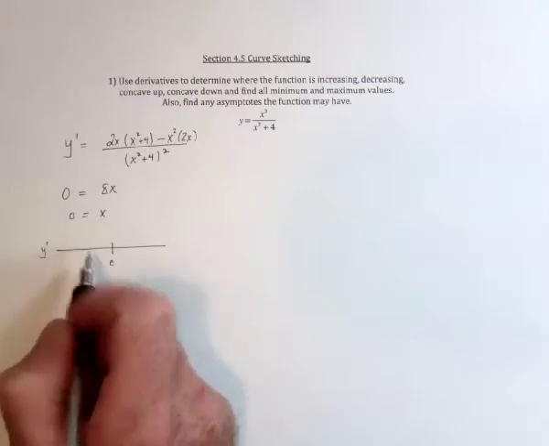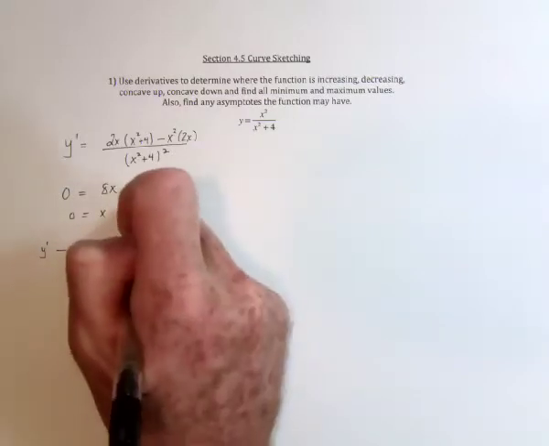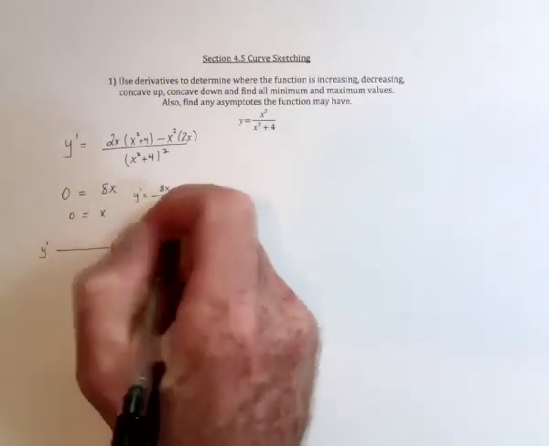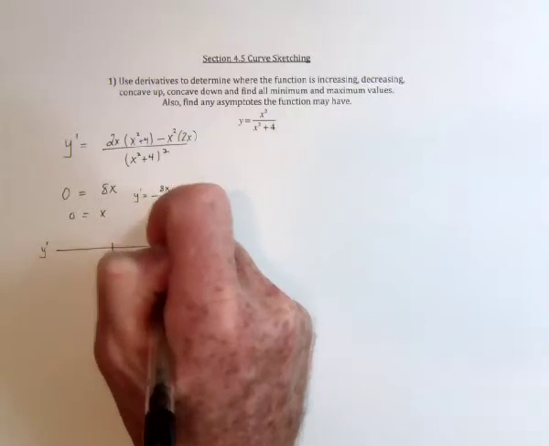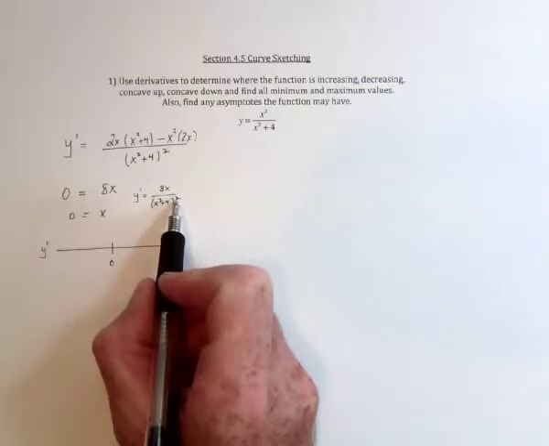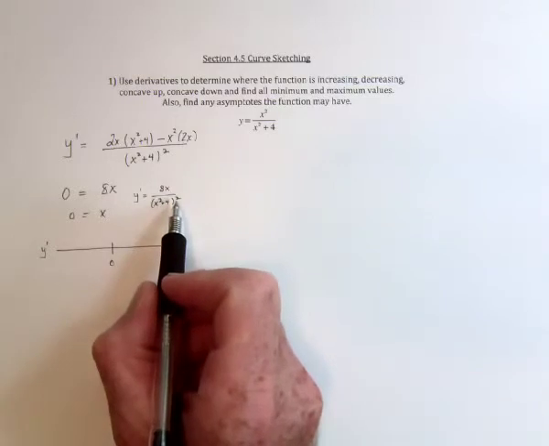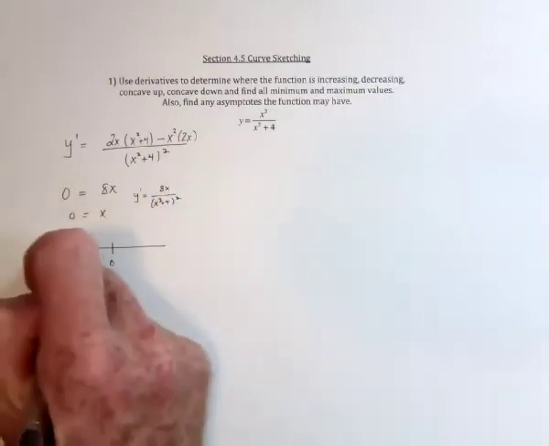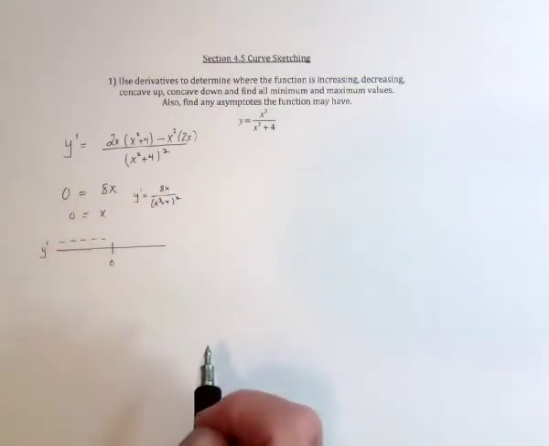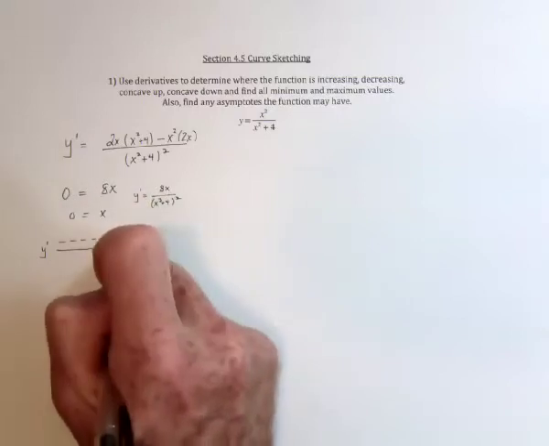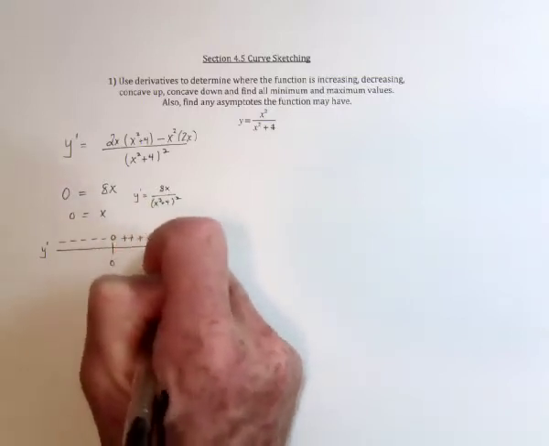So let's see. The first derivative, after we did the algebra, the numerator was just an 8x over x squared plus 4 squared. Well, this, because it's squared, is going to be positive no matter what. So the only way that the derivative is going to be negative is if this is negative. So when x is negative, that's going to make the derivative negative. At 0, we found out the derivative is equal to 0. And if x is positive, then the derivative is going to be positive.